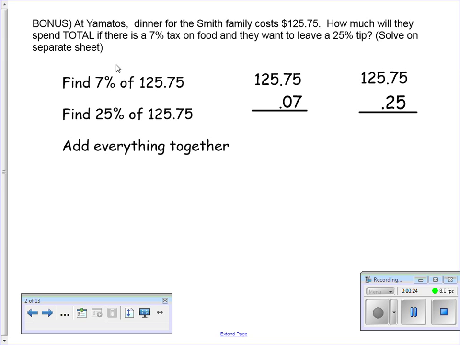The bonus said, at Yamato's, dinner for the Smith family costs $125.75. How much will they spend total if there is a 7% tax on food and they want to leave a 25% tip? Solve on a separate sheet. So what we need to do is find 7% of our bill. So I need to multiply our bill, $125.75, by 7%.